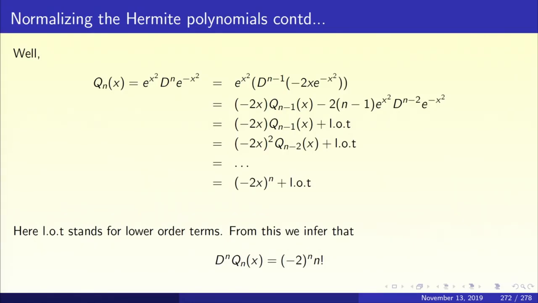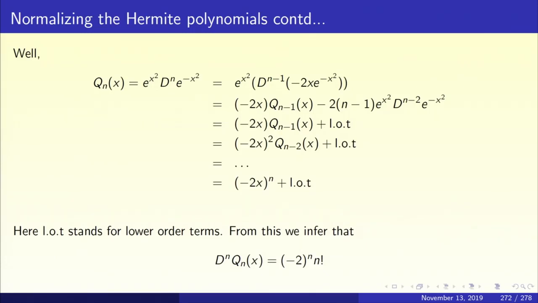What does LOT stand for? LOT is an abbreviation of lower order terms. Now, repeat it. q_{n-1}x will be minus 2x into q_{n-2} plus LOT, lower order terms. So all in all, you'll get minus 2x the whole squared q_{n-2} plus LOT, etc. Ultimately, you will get (minus 2x) raised to the power n plus LOT, where LOT is lower order terms.